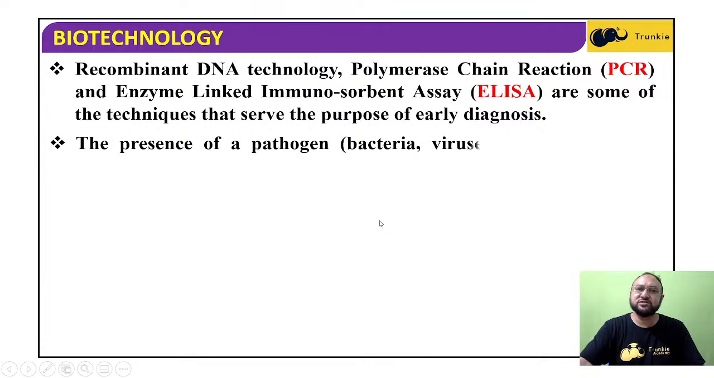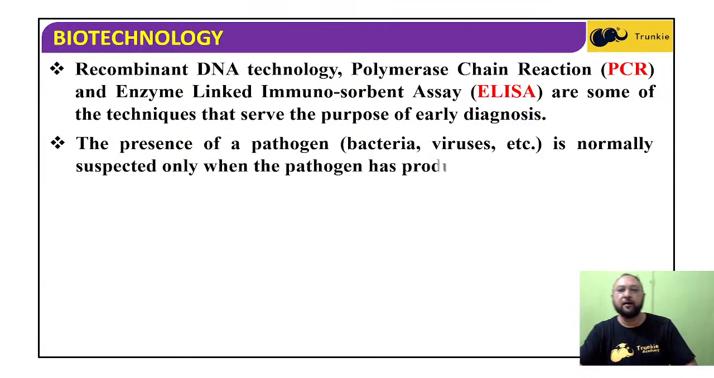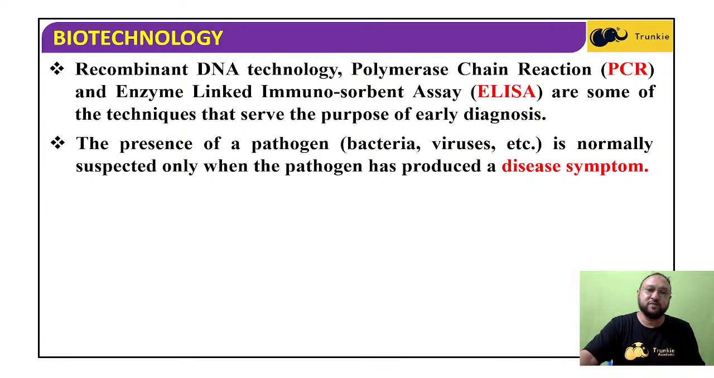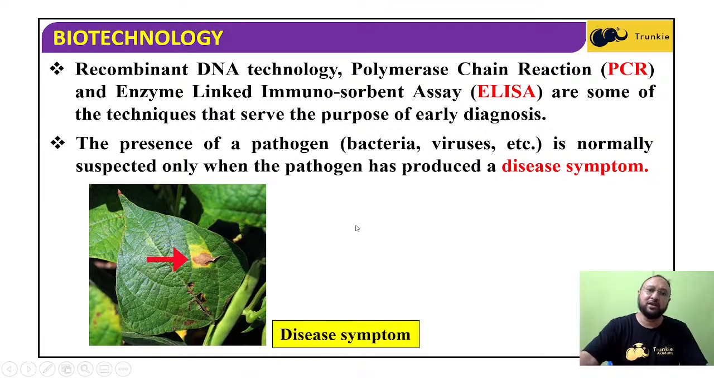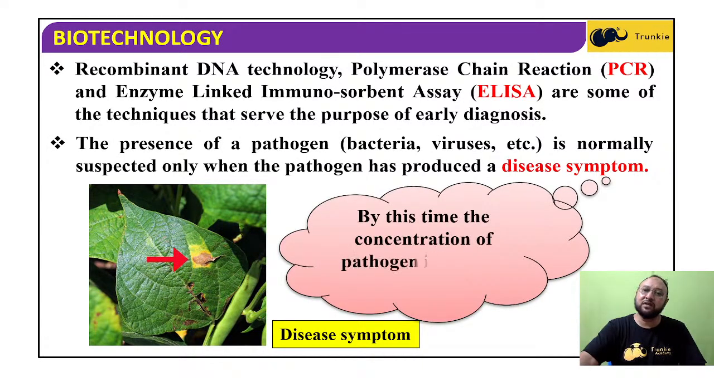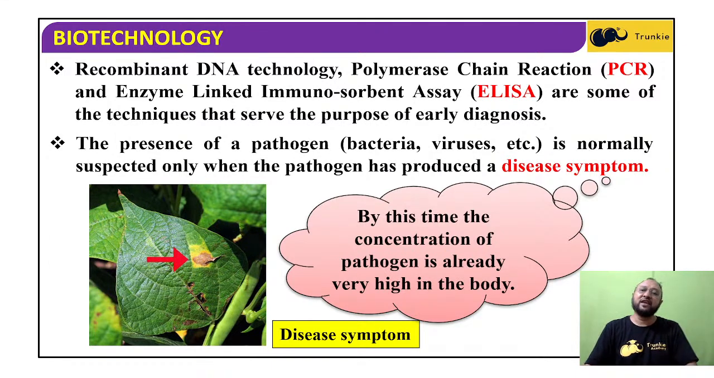Okay, the presence of pathogen, bacteria, virus, etc., is normally suspected only when the pathogen has produced a disease symptom. Okay, so even the person who is infected with the bacteria is not aware whether he has been infected with some kind of bacteria or not. When the symptom appears and persists, then only we come to know and understand, oh, this is the symptom, this is the bacteria or this is the infection. So this is the disease symptom. By this time, the concentration of the pathogen is already very high in the body.